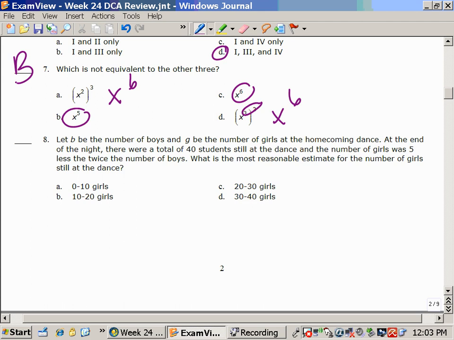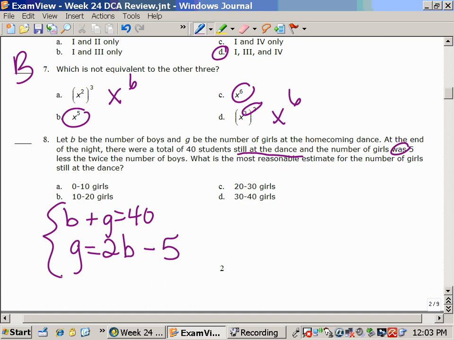Number 8. Now this one, I hope you remember how to do this. We first have to set up 2 equations. We have boys and girls going to the homecoming dance. There's a total of 40 students. So I have boys plus girls is equal to 40 students. The second sentence, right here, still at the dance, and the number of girls, which is G, is a form of equals, 5 less than, so you skip a little space and put minus 5, twice the number of boys. This is your system of equations, and it is set up to solve by substitution.